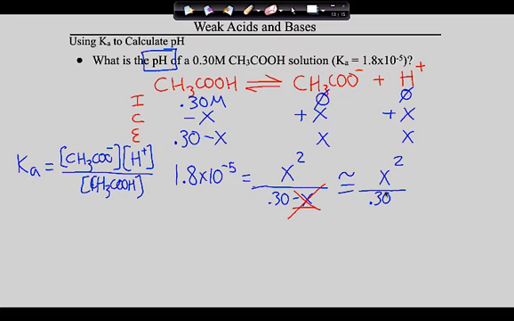Now, let's finish with the math. So how do we now solve this? Well, all we have to do is cross multiply. So we're going to go 1.8 times 10 to the negative fifth and then multiply that by 0.3. Then what do we do to solve that for x? Take the square root, and you don't have to show any of that math, but the answer to this is 0.00232 molar.